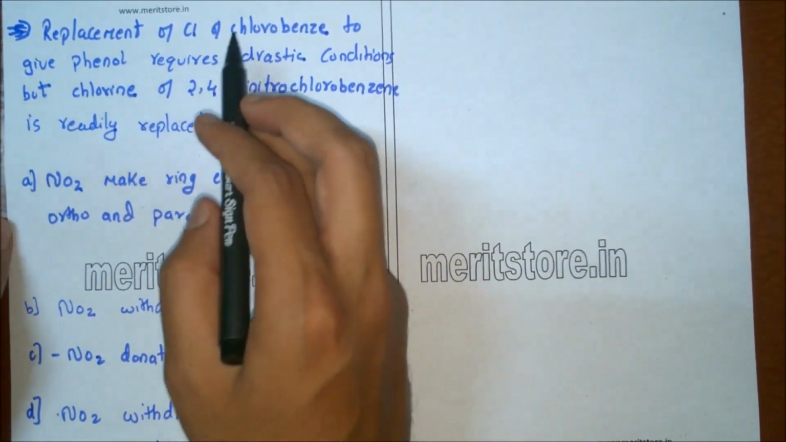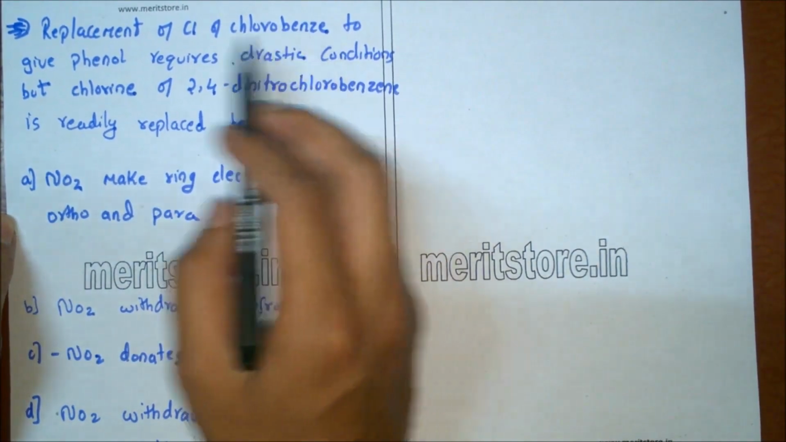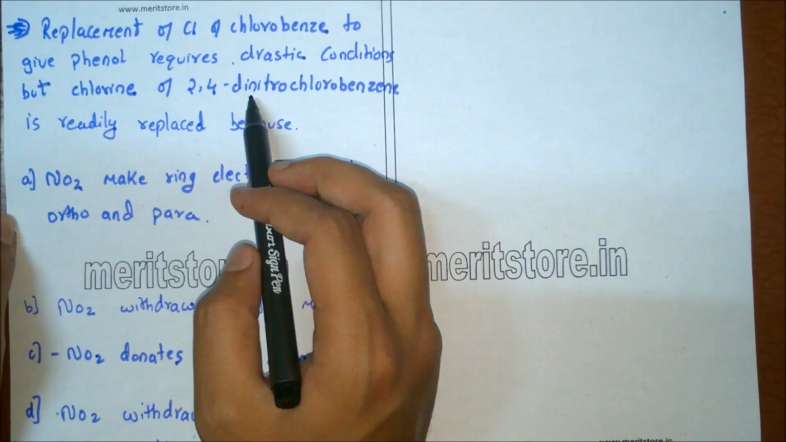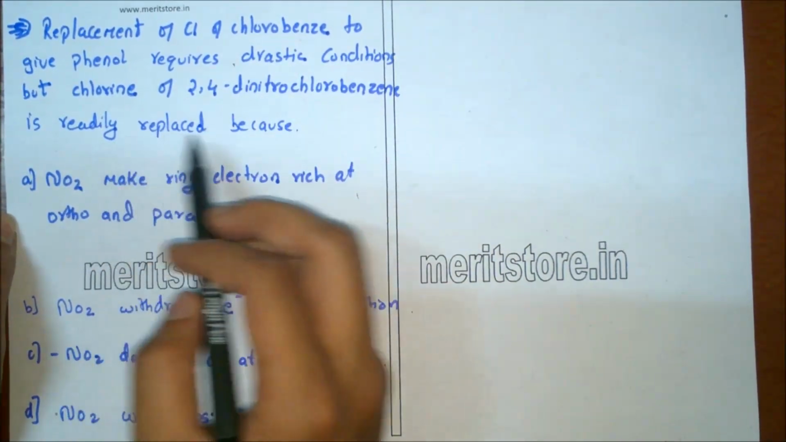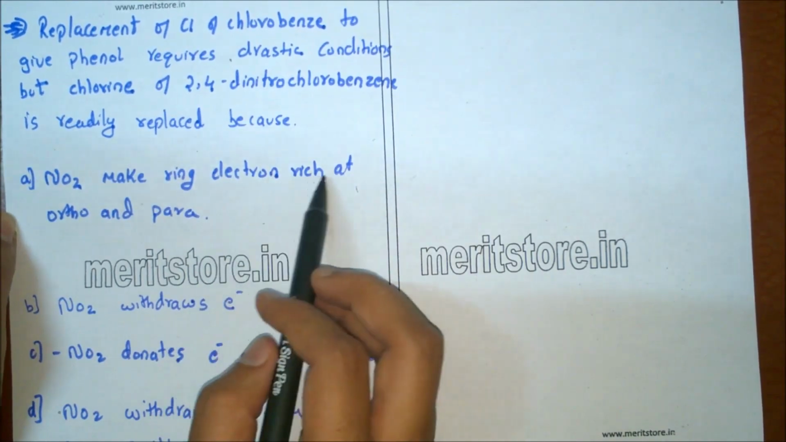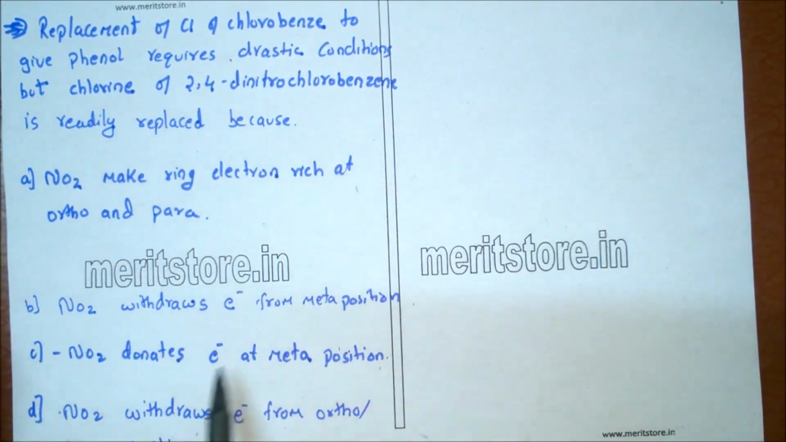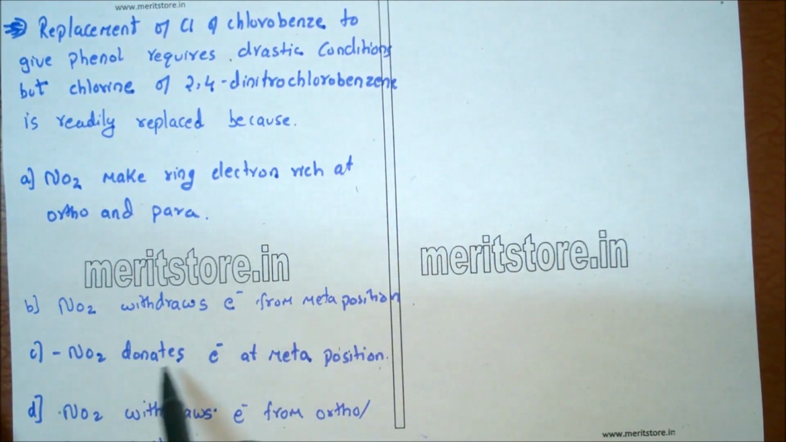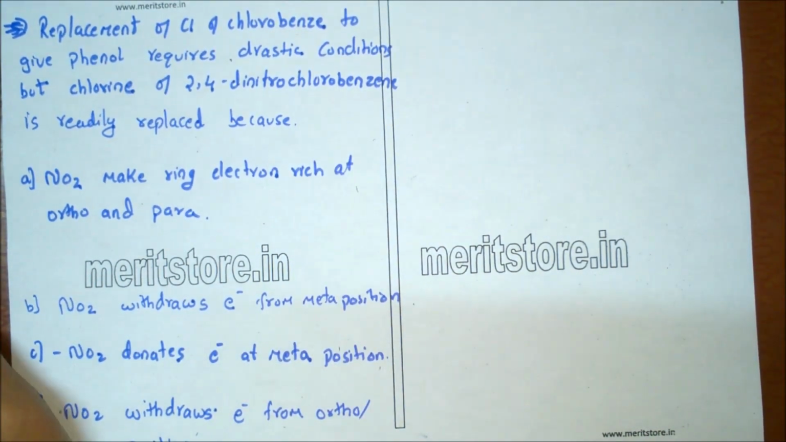Replacement of chlorine of chlorobenzene to give phenol requires drastic conditions, but chlorine of 2,4-dinitrochlorobenzene is readily replaced because: A. Nitro makes the ring electron rich at ortho and para position. B. Nitro withdraws electron from meta position. C. Nitro donates electron at meta position. D. Nitro withdraws electron from ortho and para position.